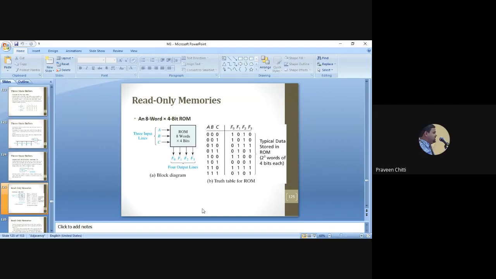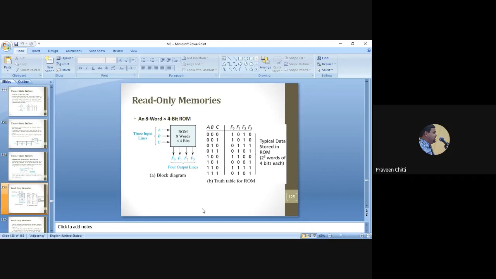And since this ROM has 8 memory locations, to access these 8 memory locations, how many address lines do you need? Three address lines. That's why those are called input lines or address lines, right? The 3 address lines or input lines shown are A, B, C, and using these 3 input lines or address lines, we can access 8 memory locations, and each memory location is 4-bit. So those 4 output lines are shown there by the letters F0, F1, F2, F3. Is that clear?